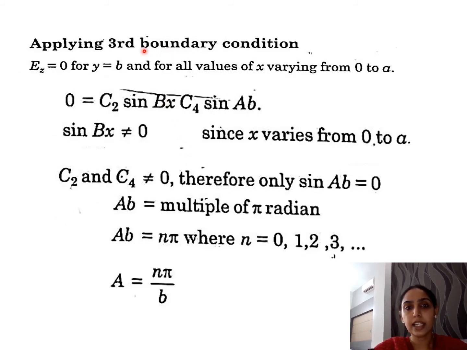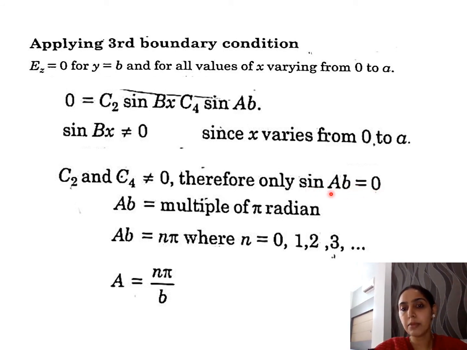So again applying the third boundary condition, that is Ez is equal to 0 for y is equal to, now we are taking b, for all x varying from 0 to a. So in that intermediate solution, when we apply this boundary condition, we know that since x is varying from 0 to a, BX cannot be equal to 0. So only this term sin AB can be equal to 0. So sin AB is equal to 0.